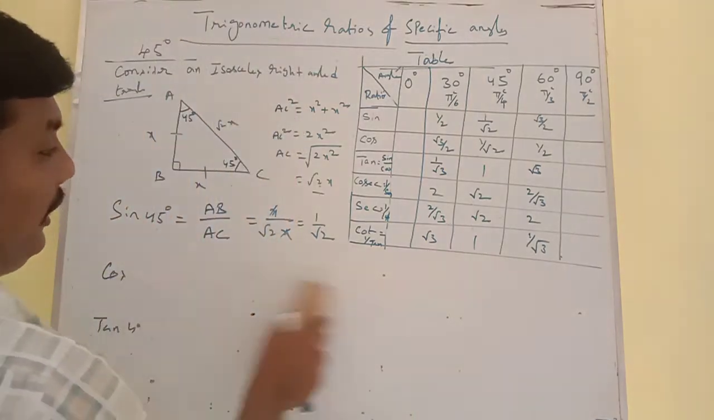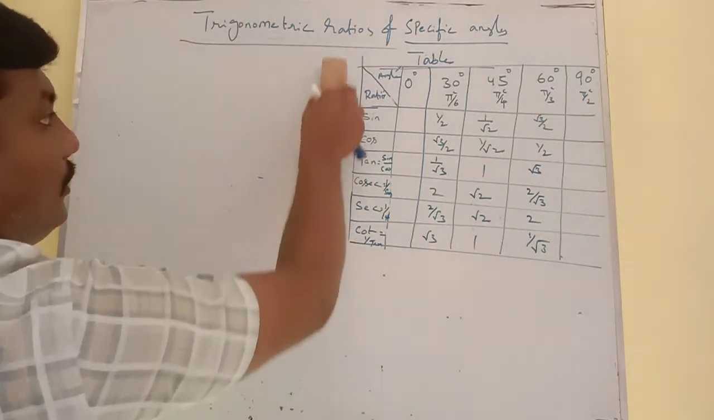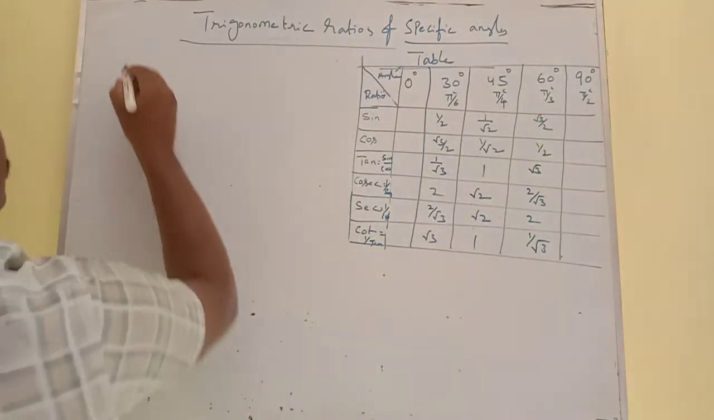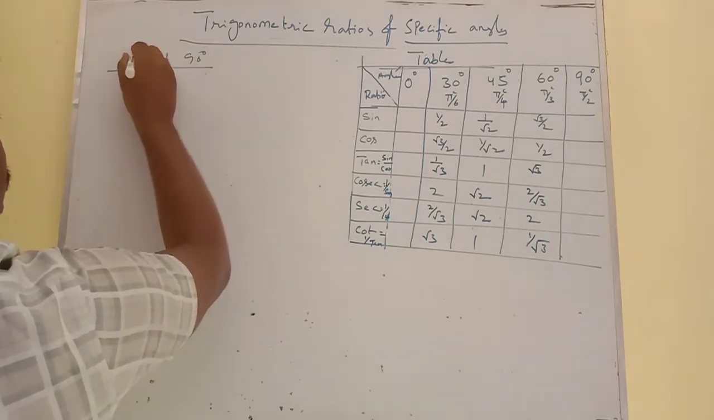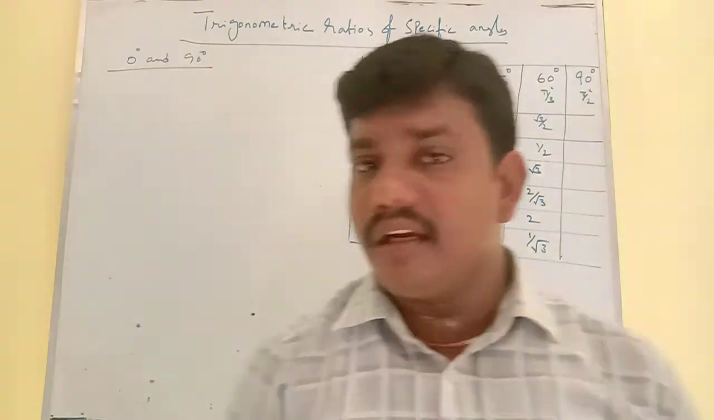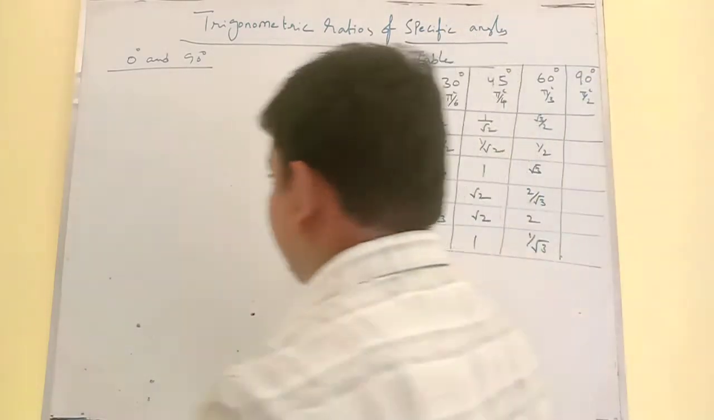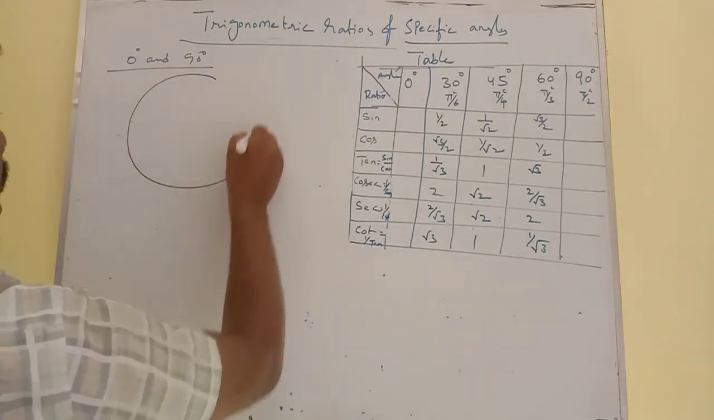Now we have to find the values for 0 degrees and 90 degrees. How do we find them? To find the values at 0 and 90 degrees, we need to consider a unit circle. Let me consider a circle.